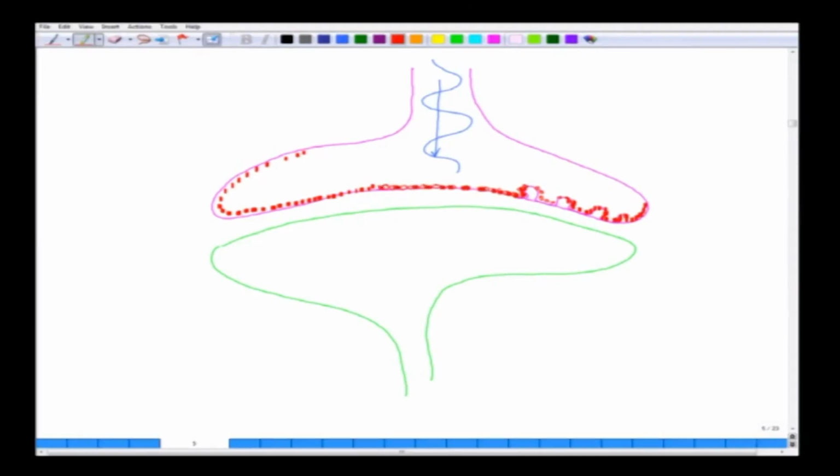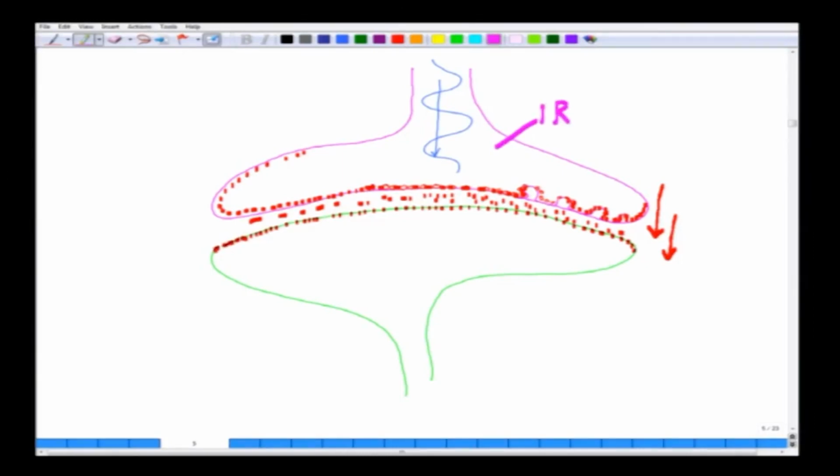Once the impulse reaches here, these neurotransmitters are secreted out in this direction, so they are in this cleft area. At this cleft area, the next thing that happens, step 2, is they bind to the postsynaptic neuron like this.